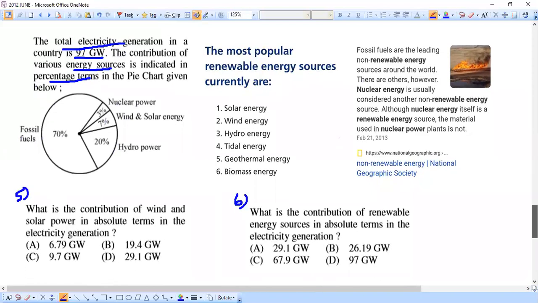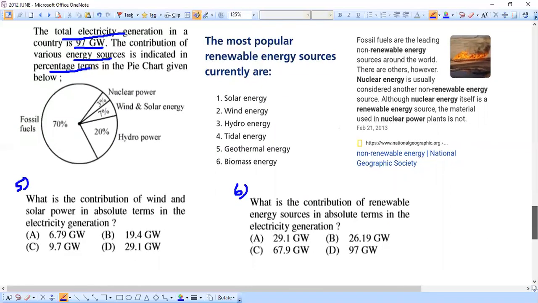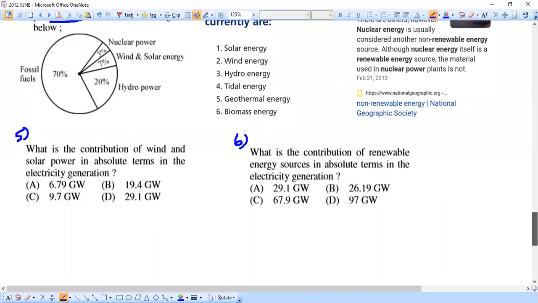Now let's go see the question. Let's try question number 5. What is the contribution of wind and solar power in absolute terms in electricity generation? In terms of gigawatts we have to give the answer. What is the contribution of wind and solar power is what they're asking. For wind and solar power, we have to look at the pie chart.